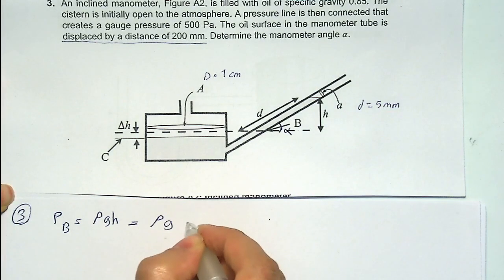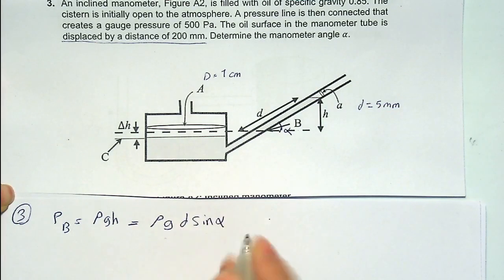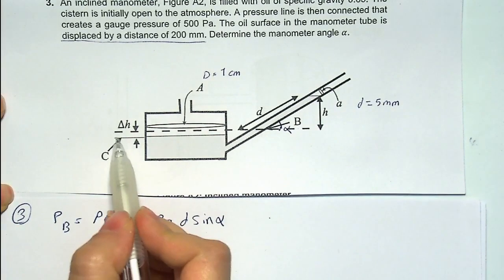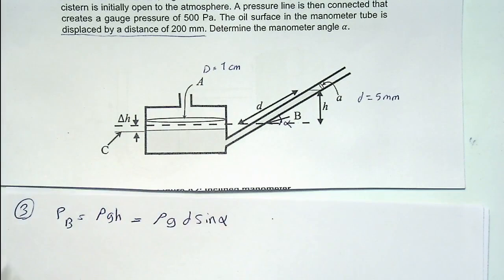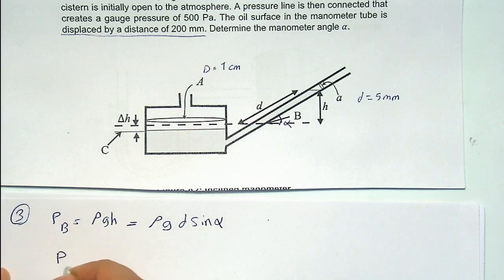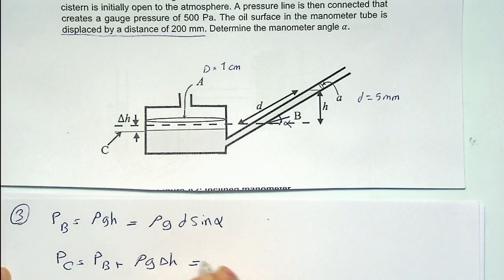H is equal to D sine alpha, and this is the important thing for me. Using PB, I can calculate PC, because I now have PB and I know the height difference is delta H. So I can now calculate PC using PB plus the hydrostatic pressure of delta H. PB is rho G D sine alpha plus rho G delta H.